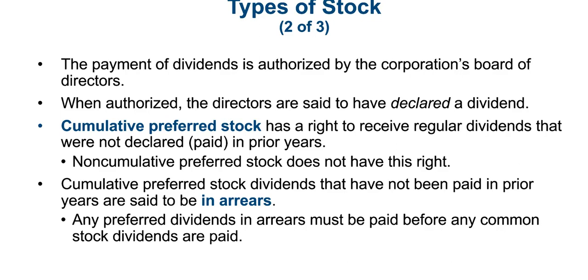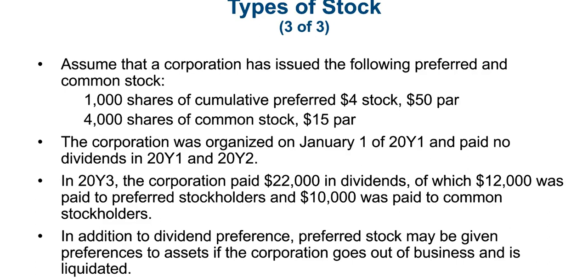Let's say on October 31st, I declared the dividend. November 15th is my date of record. And then I'm going to pay the dividend on November 30th, which is my date of payment. So that's how we do that. Anytime your preferred stock is not paid in full, you are in arrears. You can't pay anything until you get the arrears taken care of.